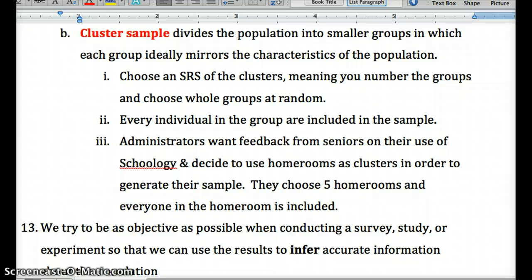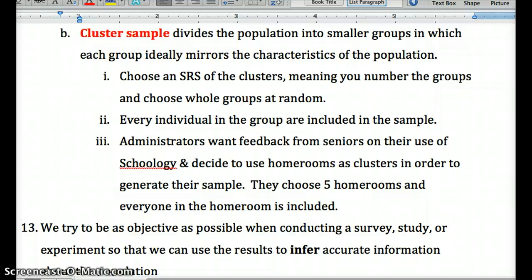So this happens on airline flights. Rather than taking an SRS of every flight and asking the 10th and 25th and 32nd passenger, they'll sometimes just take an SRS of the flights and then ask everybody on that flight to fill out a survey. So that way, their thinking is that each plane flight should be representative of the true population of people who buy tickets to fly with them.